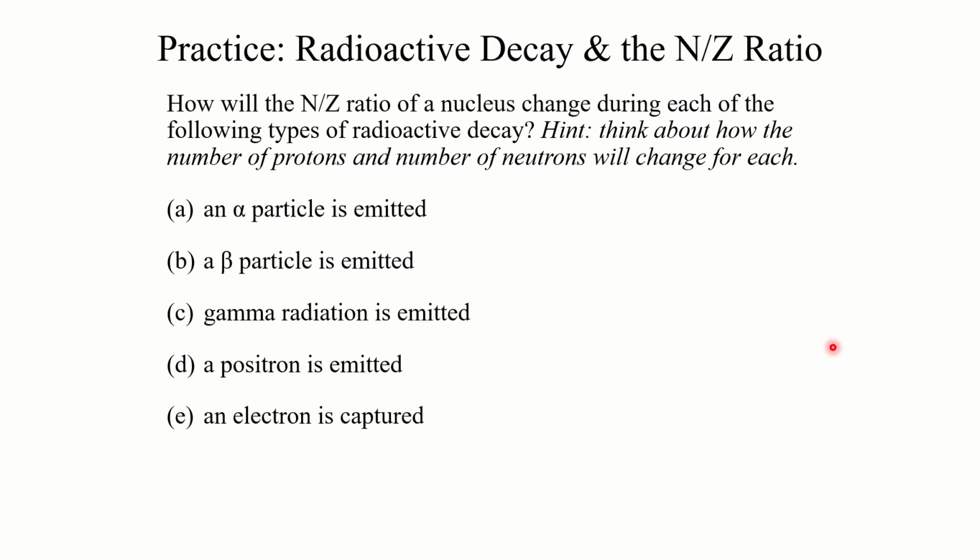All right, so here's a practice question for you to try. How will the N to Z ratio of a nucleus change during each of the following types of radioactive decay? And hint, I want you to think about the number of protons and number of neutrons that will change for each. So please try these 5 questions here. How will the N to Z ratio change during each of the following types of radioactive decay?